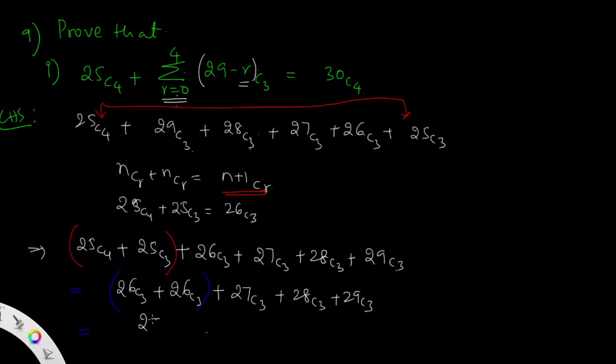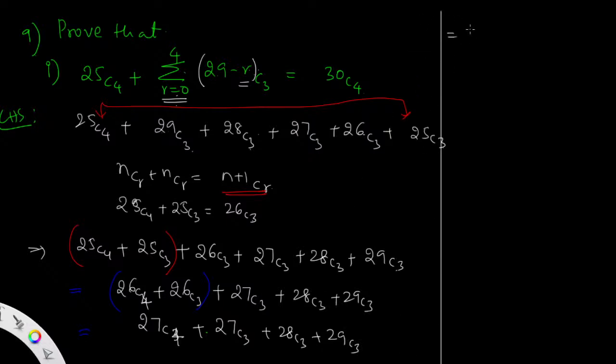Again regrouping the terms, we get the value 27C4 plus 27C3 plus 28C3 plus 29C3. From this you can write, this is equal to 28C4 plus 28C3 plus 29C3. From this again we can write with this grouping, 29C4 plus 29C3. Again you write as 30C4, which is equal to 30C4.